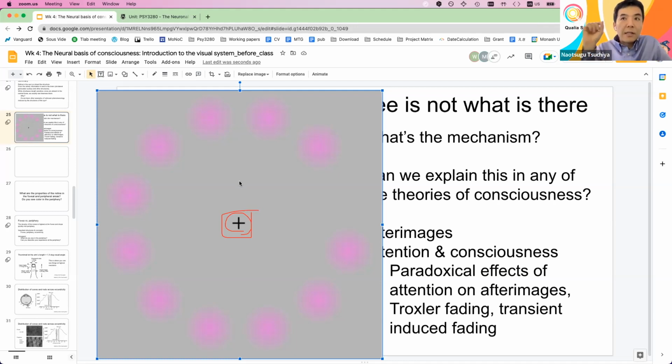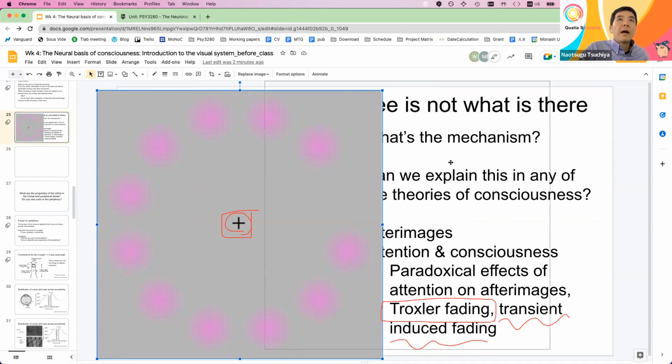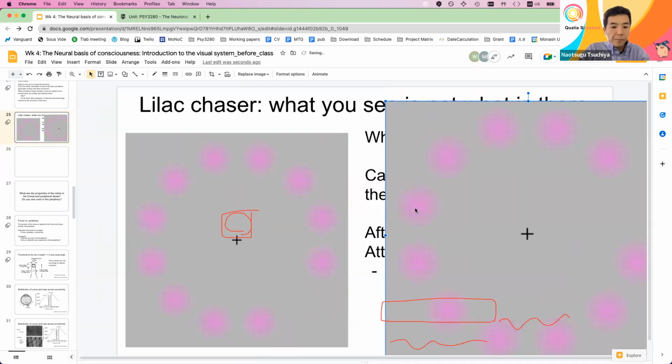So that itself is called the phenomenon Troxler fading. Okay. When you are looking at the fuzzy object in the periphery, things start to fade away from your conscious vision. That's called the Troxler fading. But this lilac chaser combines Troxler fading with a phenomenon called transient induced fading. So what it means is that because it is changing its frame from one to the next, like this way.